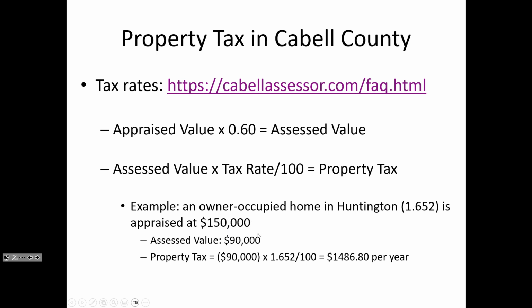But the assessed value is 60% of the appraised value. So if it was appraised at 150, then the assessed would be 90, and so then you'd pay 1.65% of 90,000. So the property tax would be $1,486 per year. But remember, this same person in Huntington, if you were renting a house that had a value of $150,000, then it would be $90,000.